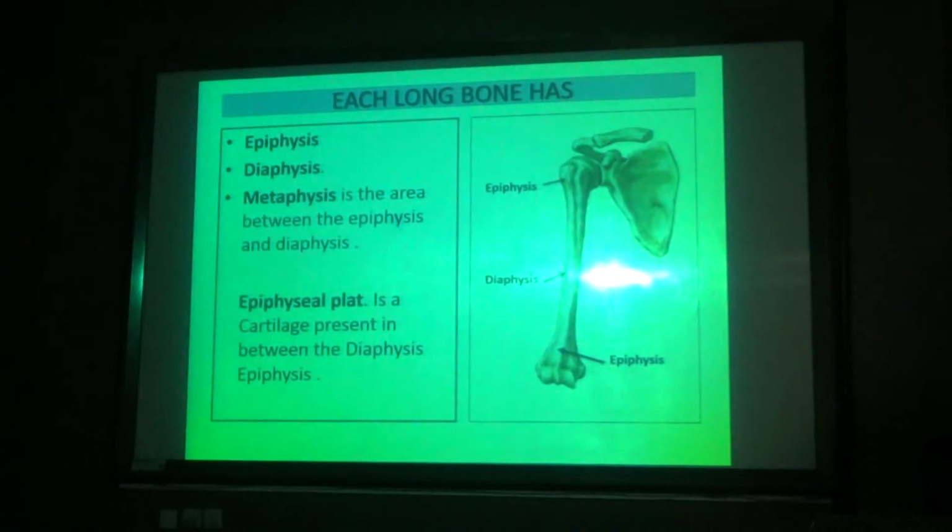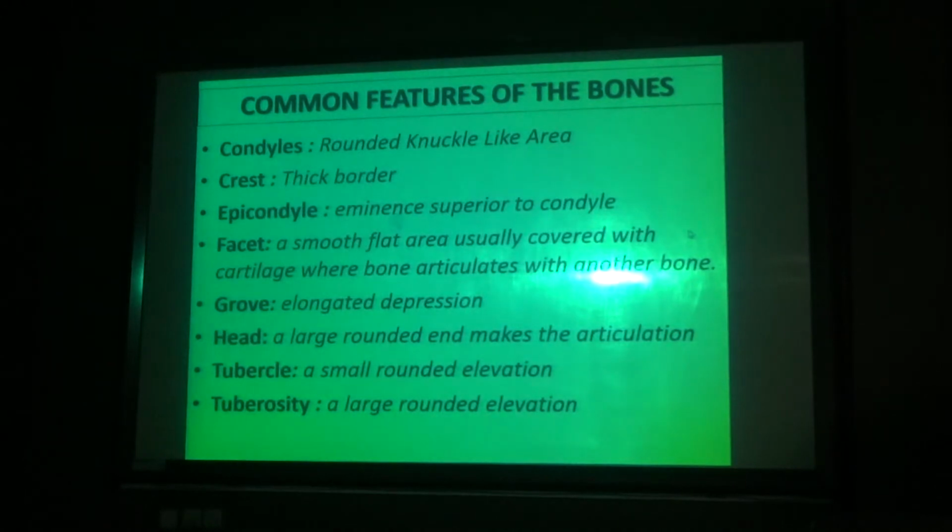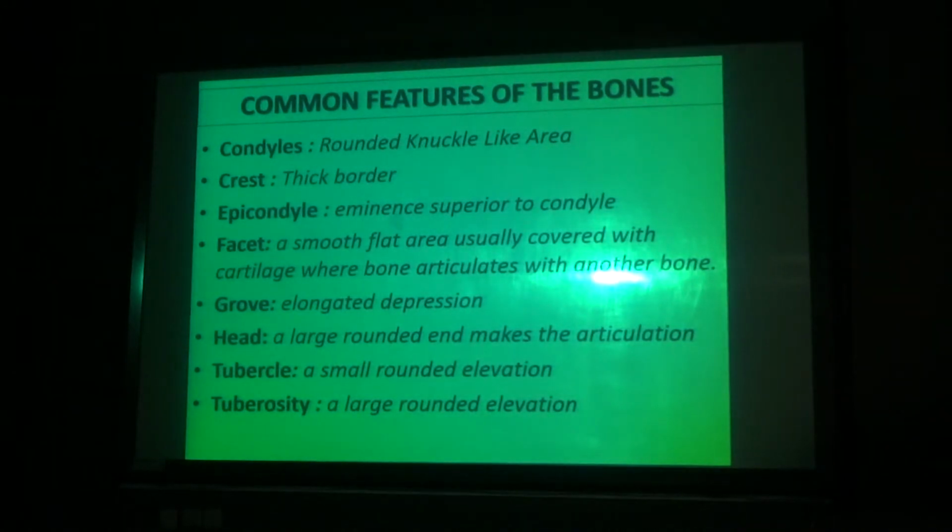Okay, now come to another topic. We have covered, mashallah, a lot of things. Common features of all bones. Just focus over here. How many things do you know? I'm giving you 1 minute. Just read all the red color: condyles, crest, epicondyle, facet, groove, head, tubercle, tuberosity.